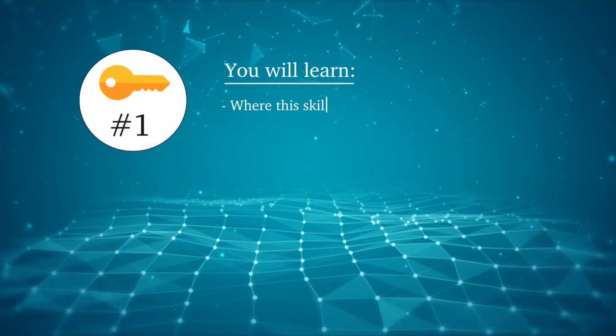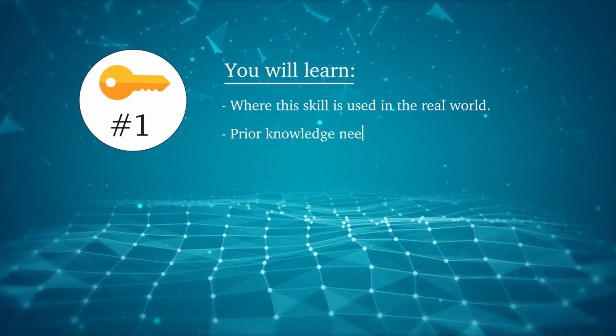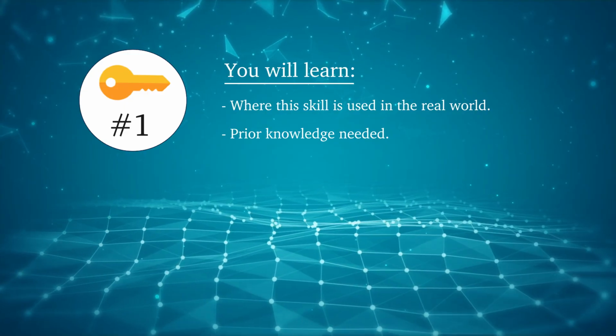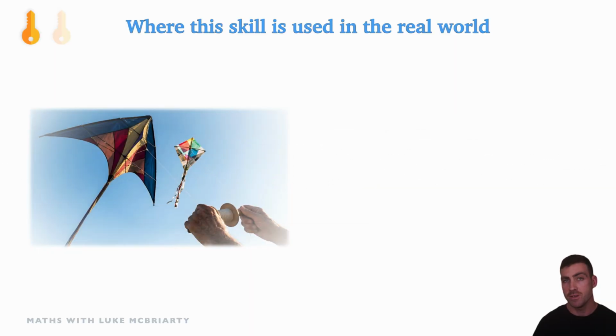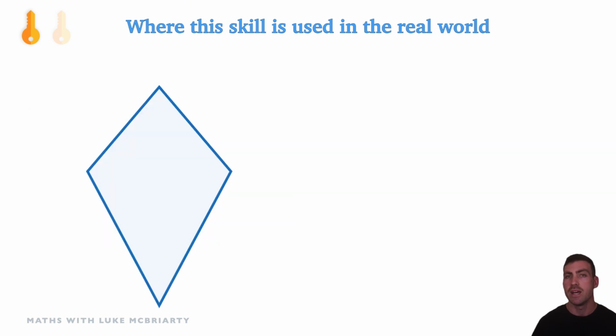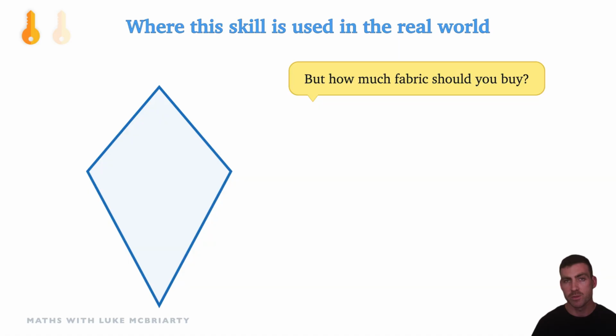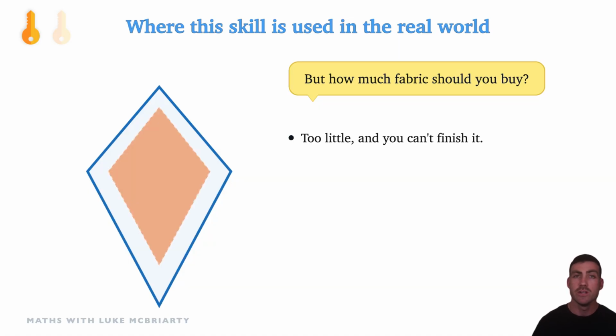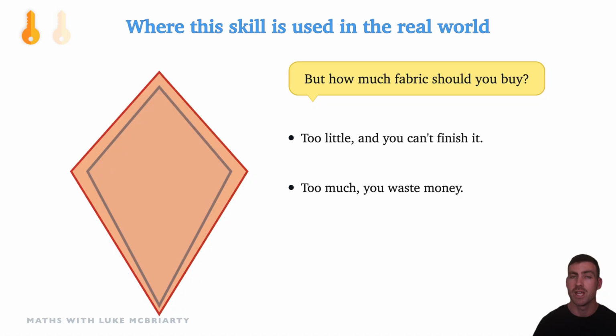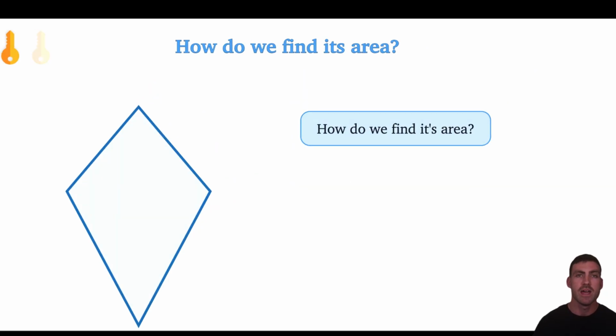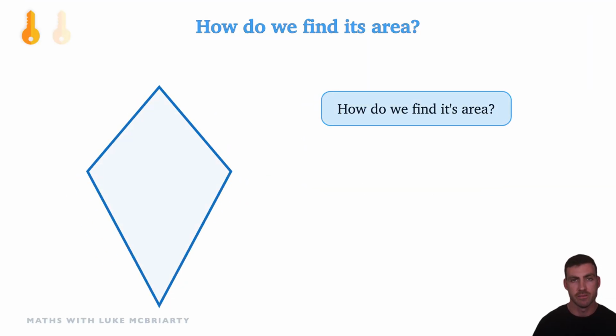In this section, you will learn where this skill is used in the real world and the prior knowledge needed. Imagine you've just finished building a kite. It looks awesome. Now you need enough fabric to cover it. But how much fabric should you buy? Too little and you can't finish it. Too much and you've wasted money. How do we find its area?